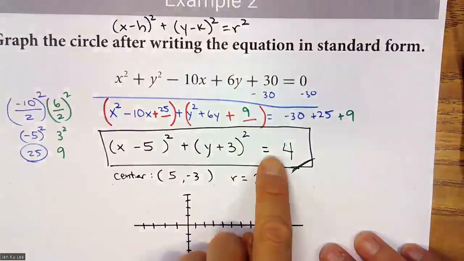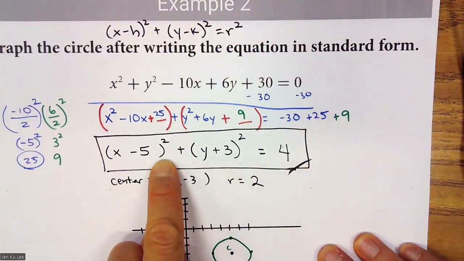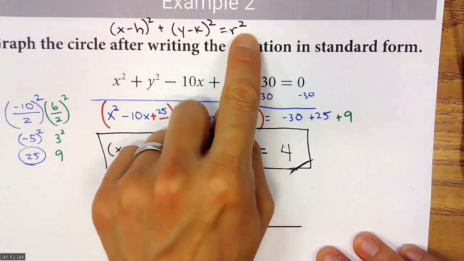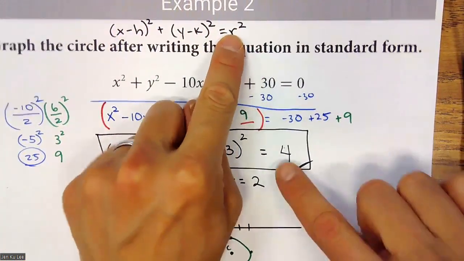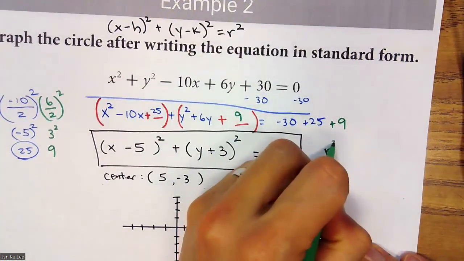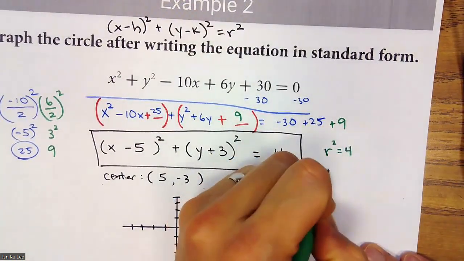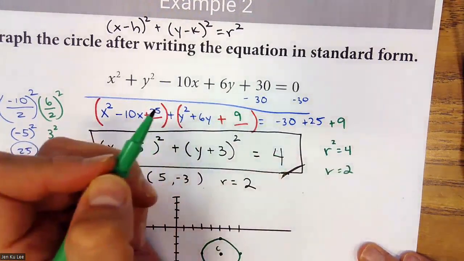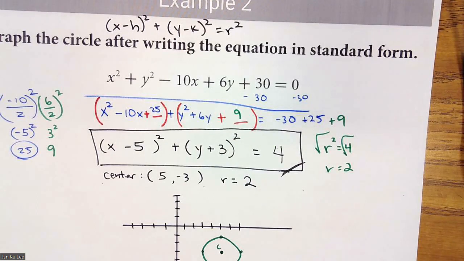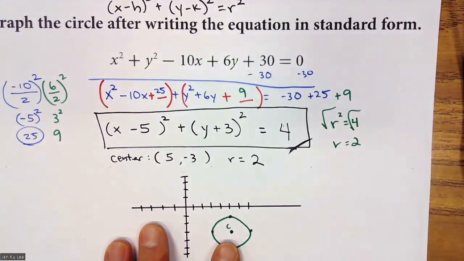Because r in this equation here, this is the standard form, so r squared equals 4. So if r squared equals 4, then r must equal 2, if you square root it from both sides. And you're only getting the positive version of it. Okay? Questions on this?